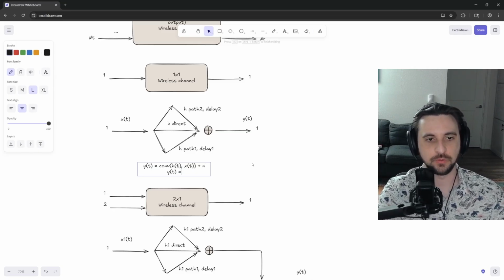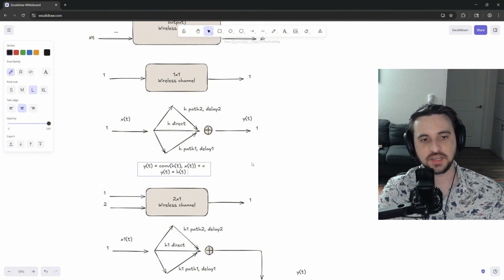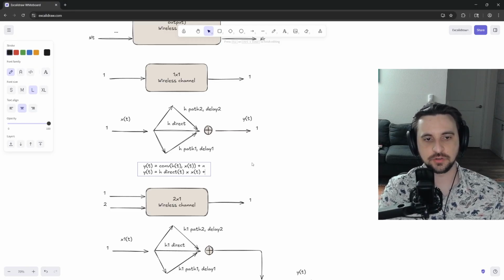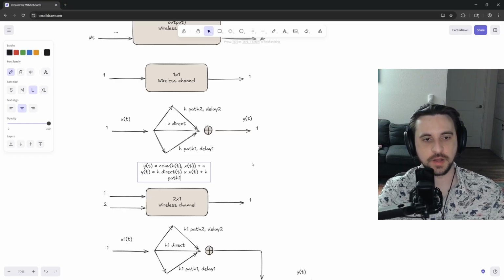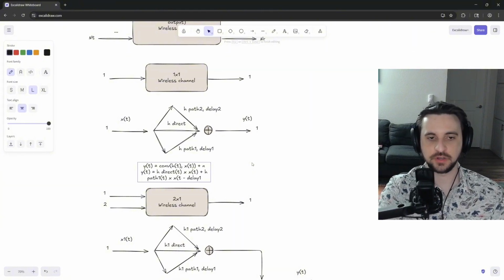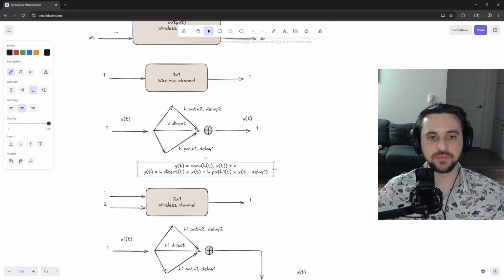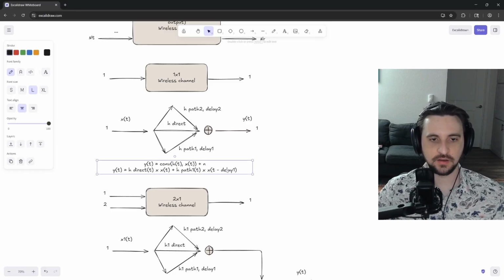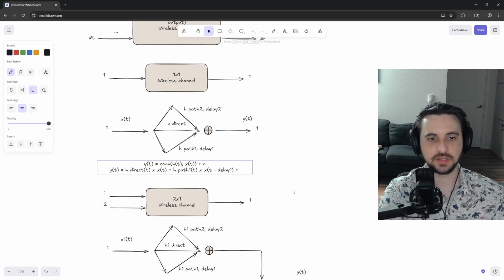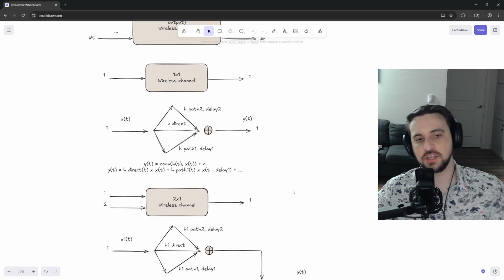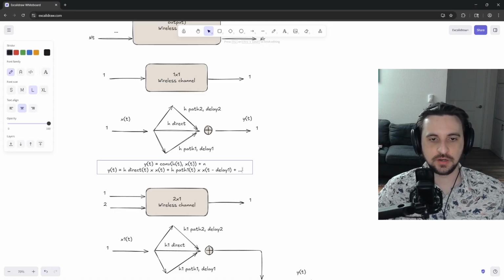So Y(t) then will be H(t) times X(t), that's the direct path. But then, well, no, we should say H direct, sorry. But it's also plus H path 1 at time t times X of t minus delay 1, okay? So it's a signal from the past, and of course plus the other one, right? Plus dot dot dot, I'm not gonna write it, it's H path 2 times X of t minus delay 2, plus N, okay?